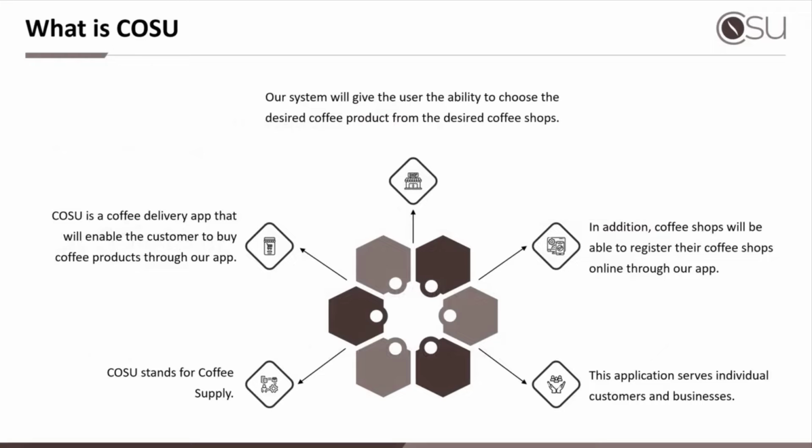CoSu, which stands for Coffee Supply, is our delivery app that will allow customers to buy coffee products from many different cafes all on our app. Our system will serve individual customers and businesses looking to buy coffee beans in bulk. In addition, we're also allowing coffee shops to register and display all their products for customers to purchase.